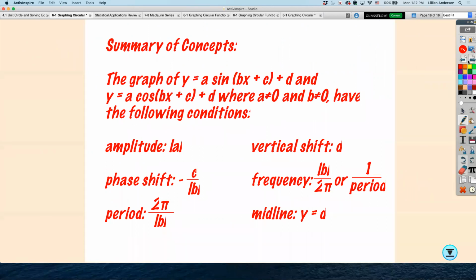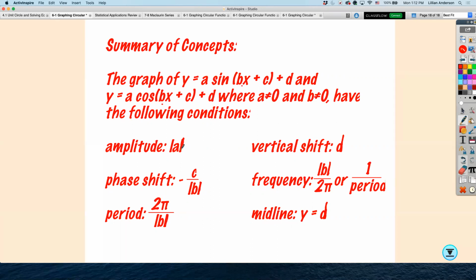Oh, we talked about midline last class. Remember, that's the line that divides your graph in half, and it's actually where your vertical shift lies. So y equals d is always the equation of your midline. It's the same thing as your vertical shift. Your period is found by doing 2 pi over b. Your frequency is the reciprocal of that. Phase shift is negative c over b if the b is on the inside of the function. Otherwise, it's just the actual c value itself.